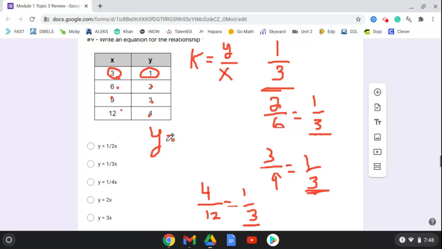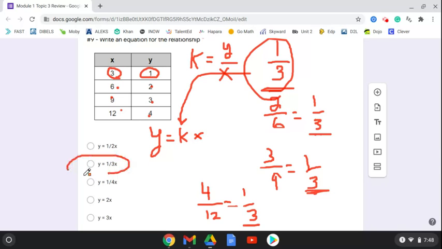Okay, so in this equation, y equals kx, that we can use to describe proportional relationships, we take what k is and we plug it in right there. So y equals 1/3 x. That's the equation that you will choose.